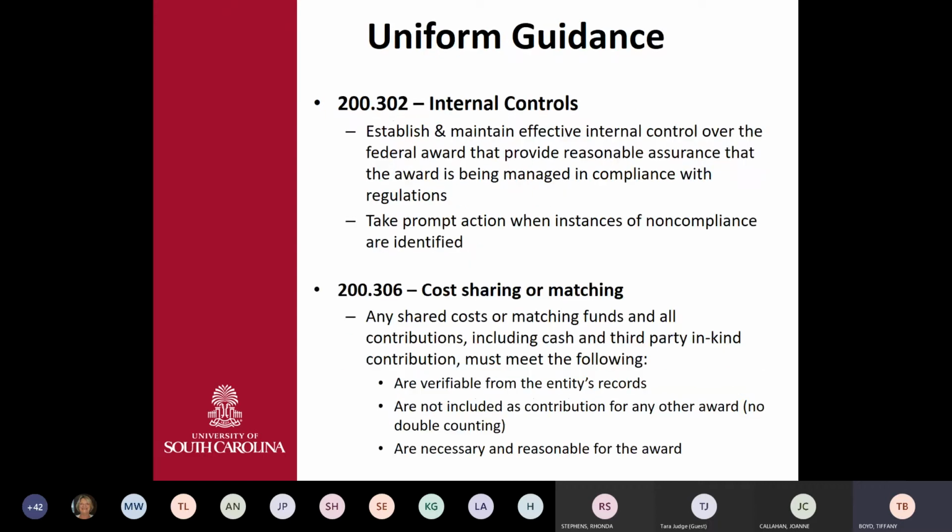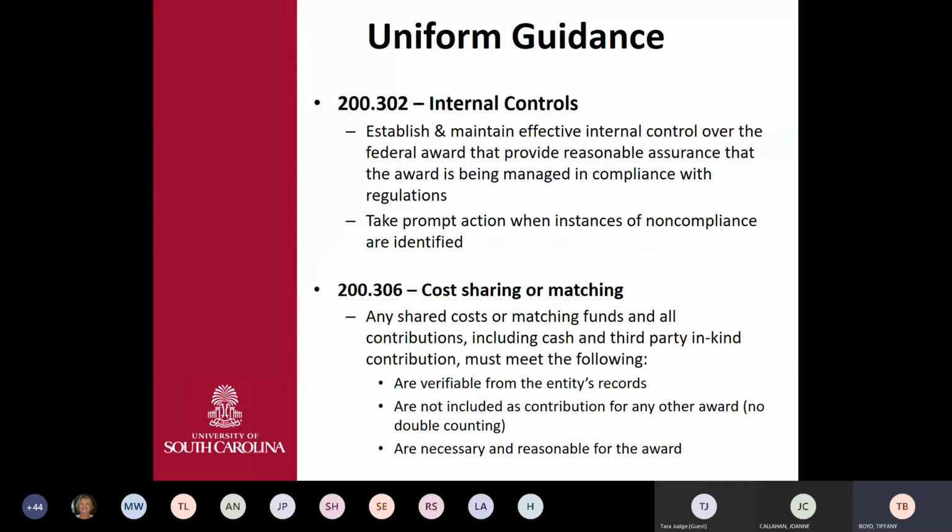So now we're going to dig down into the specific sections that we wanted to highlight. Again, we're just going to do a quick overview. We're not going to spend a lot of time on this, but these are the specific areas that we wanted to highlight. The first section is 200.302, and this is where it talks about internal controls. Basically that's saying that uniform guidance requires us to establish and maintain effective internal control over the award to provide reasonable assurance that it's being managed in compliance with regulations. So anytime there's an instance of noncompliance, they're expecting it to be identified and corrected in a timely manner, and that there be strong internal controls in place to identify it and fix it.